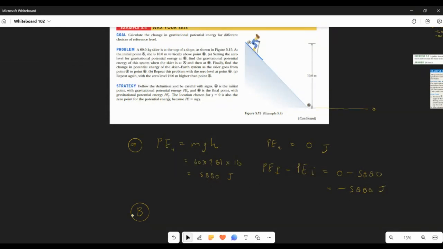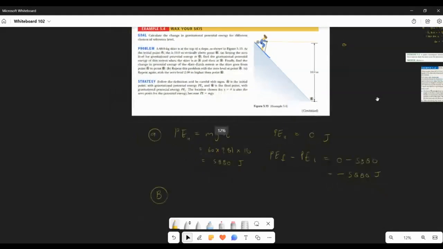So anyway, the next one we have now: repeat this problem with the zero level at point A. Right, so we just go here again. It's quite simple. This is just showing the reference here. So this is at zero. Now we're assuming this is zero. So we just do exactly the same, right?